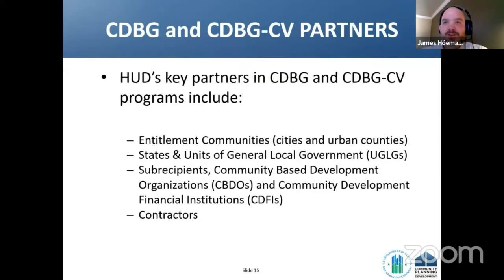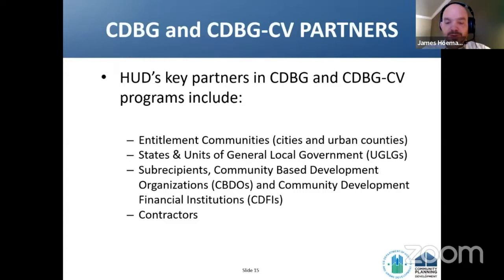So we're going to talk next few slides here about key partners and actually implementing your program with a particular intent. We have our typical portfolio here, our entitlement communities, which are the cities and urban counties. We have our states who have the ability under the CARES Act to act directly.